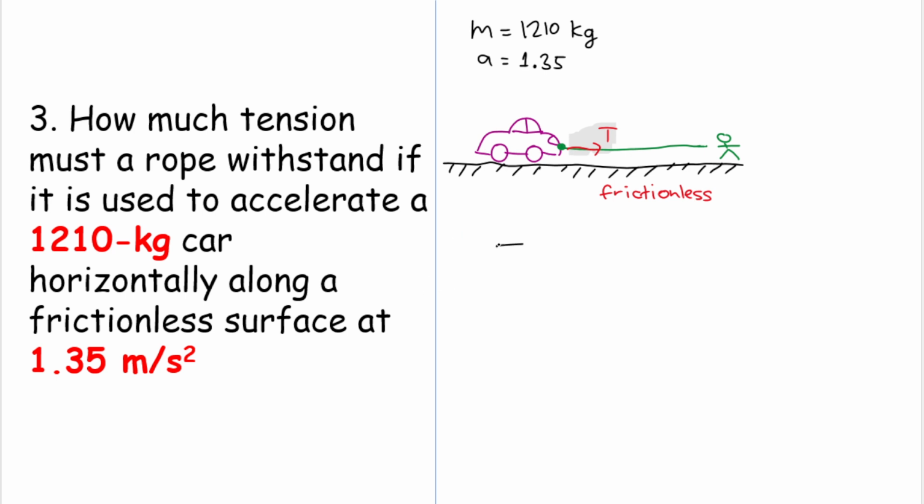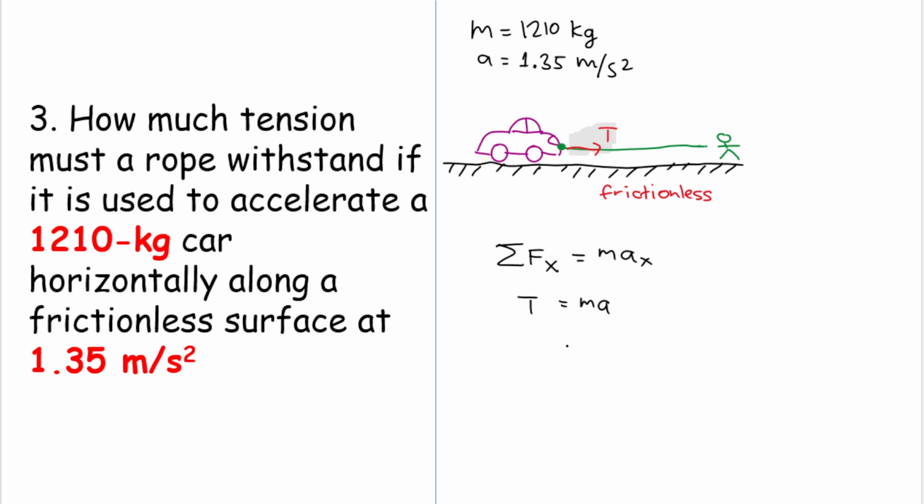So we'll have the net force in the x direction equal to the mass times the acceleration, also in the x direction, and the unit of acceleration is meter over second squared. The only force that is working on this car is this T, so I will have T on the left hand side, and on the right hand side the mass times the acceleration, a.